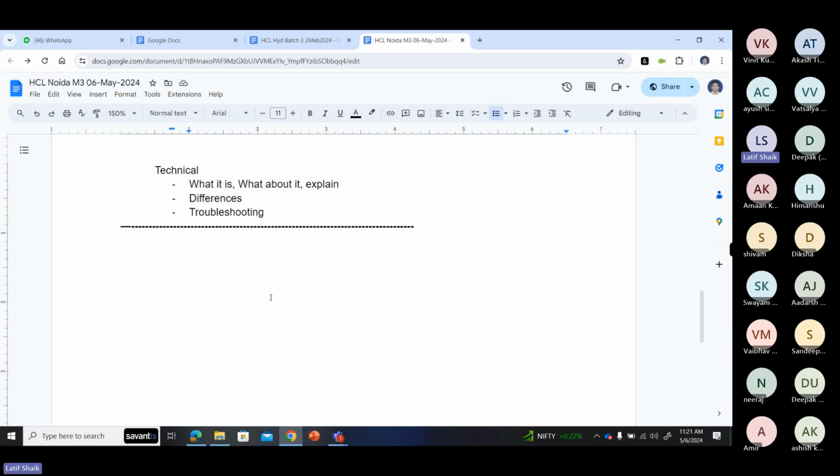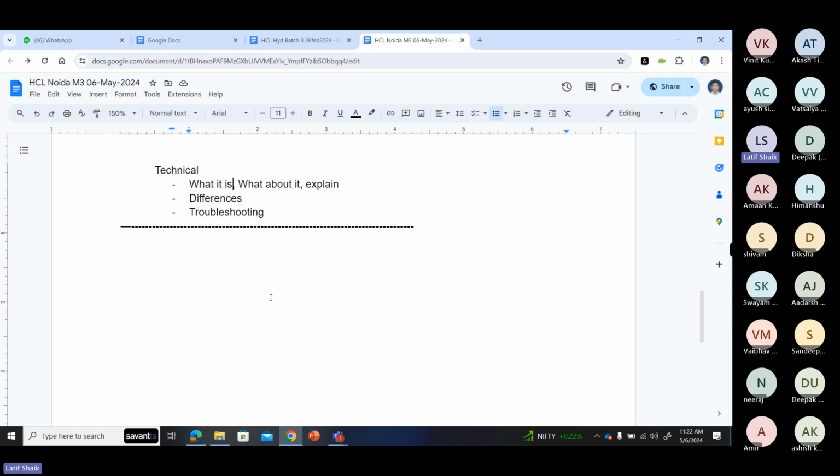Next one is the differences. What is the difference between RAM and ROM? What is the difference between hub and switches? What is the difference between switch and router? What is the difference between LAN and WAN? What is the difference between OSI model and TCP/IP model? What is the difference between Office 365 and Office 2019? What is the difference between VPN and internet? So there are differences. If you know what it is, then automatically you know the differences.